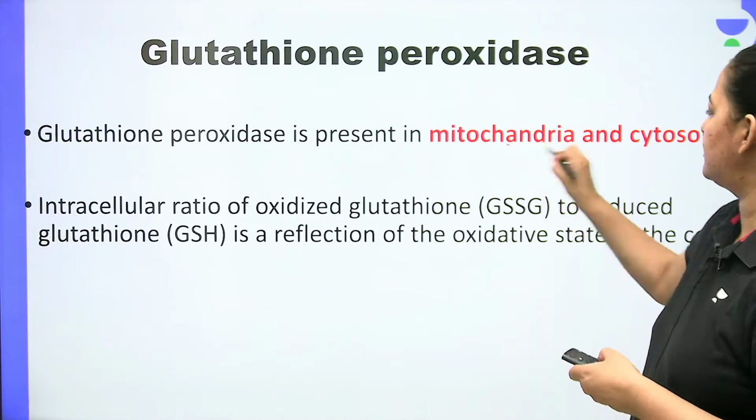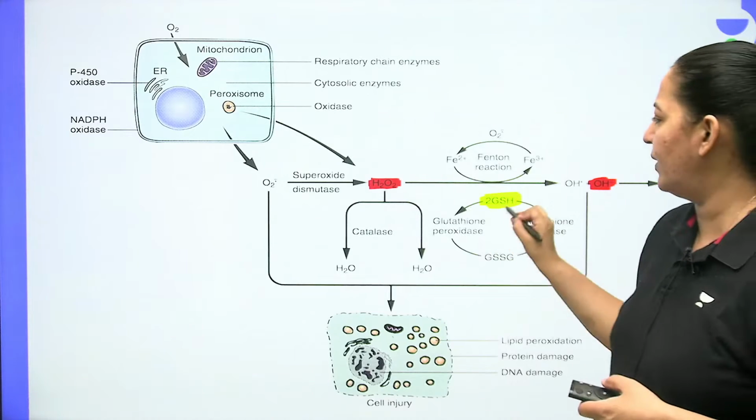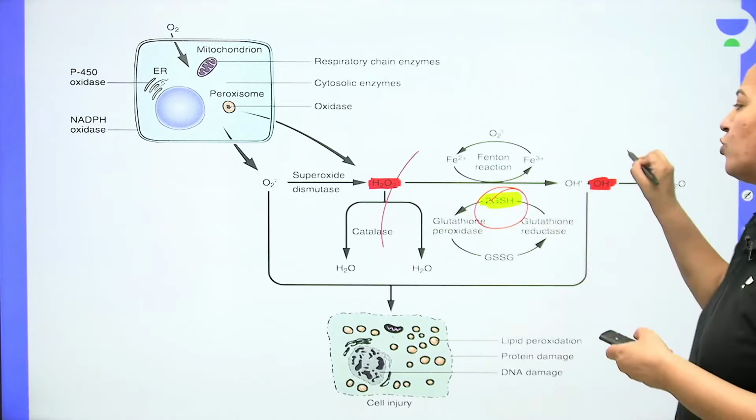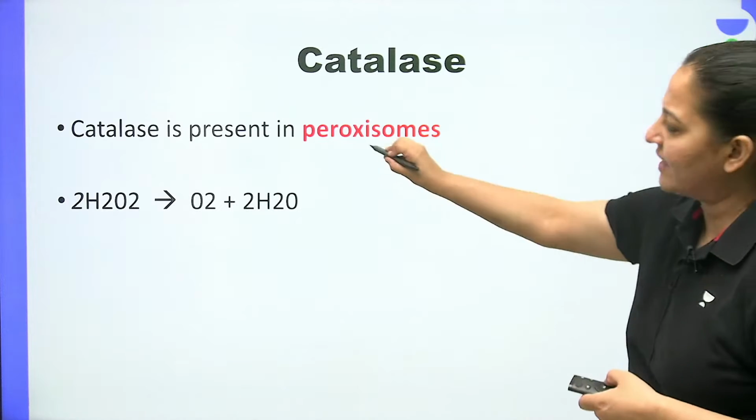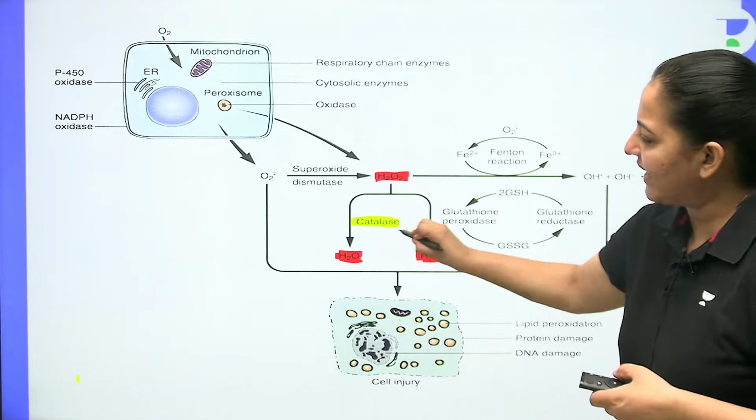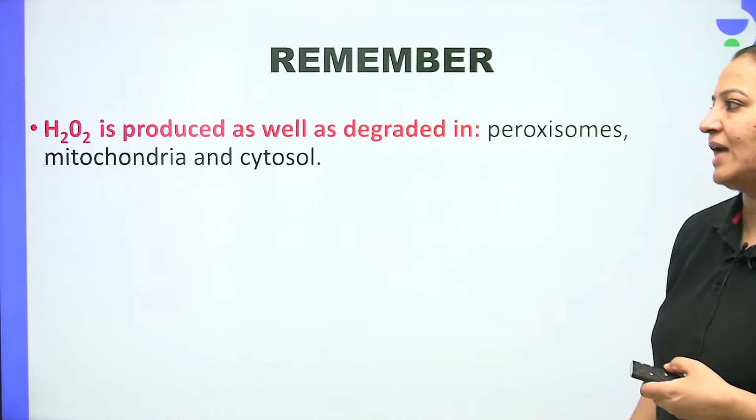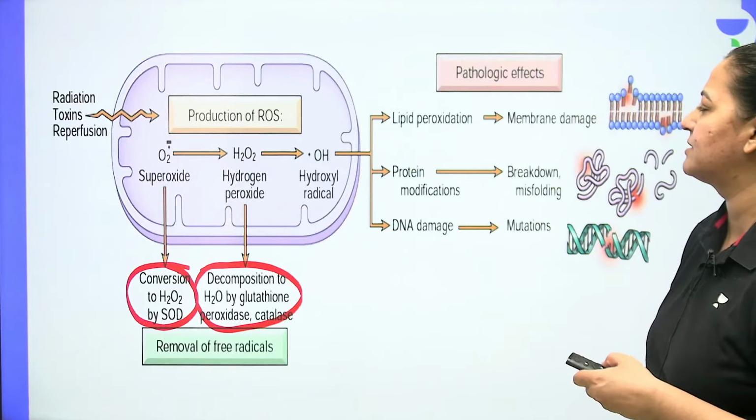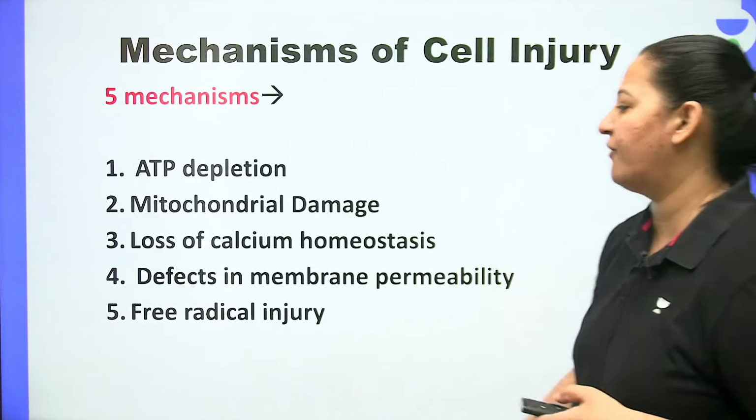Second, glutathione is present in mitochondria and cytoplasm. What is it doing? Glutathione converts H2O2 to OH negative, right? That is the second. And catalase is present in peroxisomes. It directly converts H2O2 to the 2 waters. That is the thing. Everyone give me a thumbs up. So this is the summary of free radicals.